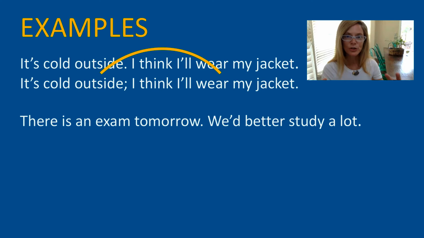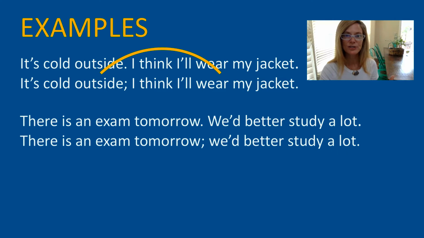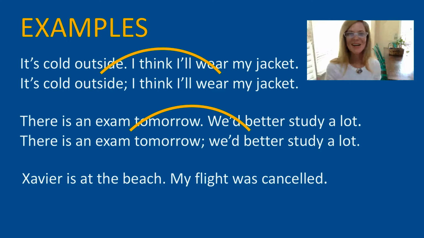And if we're going to use the semicolon to show this relationship, to show that they're closely related, we're going to take the period out of the first sentence and we're going to put a semicolon in because they are closely related. There's an exam and we'd better study. Let's take a look at this last sentence.